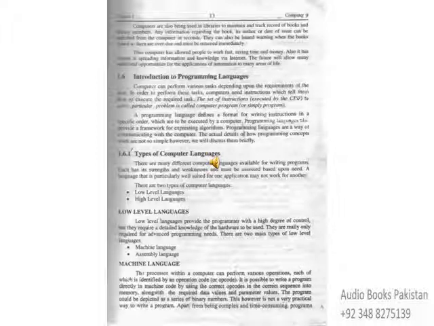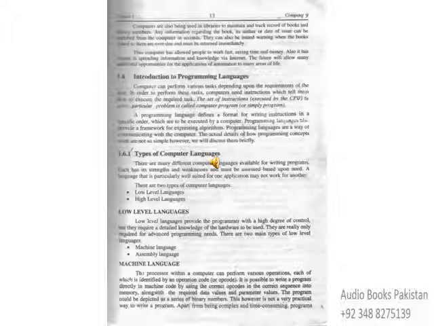Low-level languages. Low-level languages provide the programmer with a high degree of control, but they require a detailed knowledge of the hardware to be used. They are really only required for advanced programming needs. There are two main types of low-level languages: machine language and assembly language.